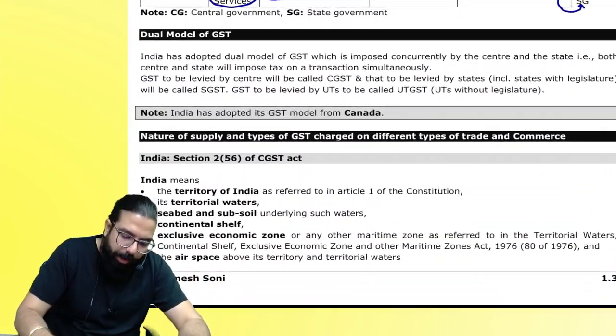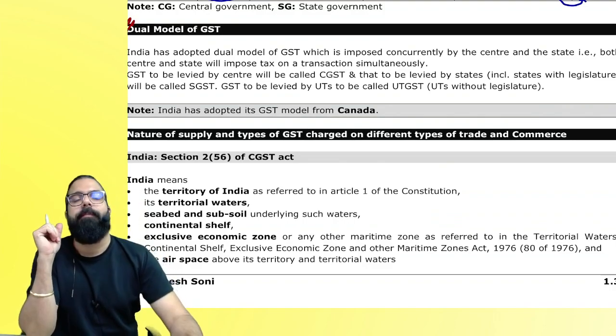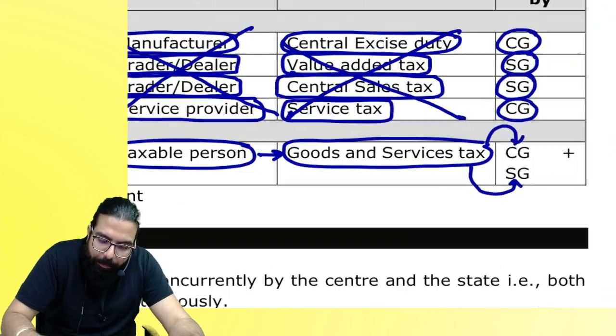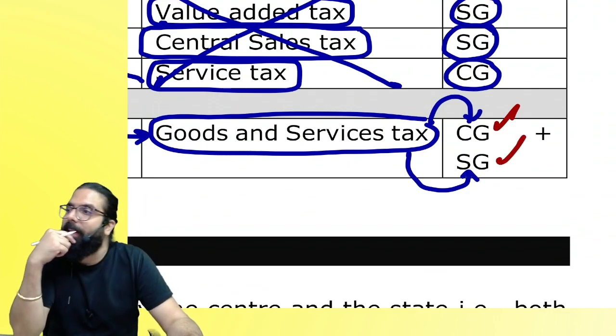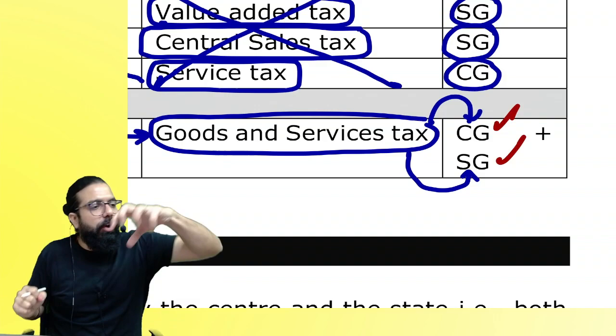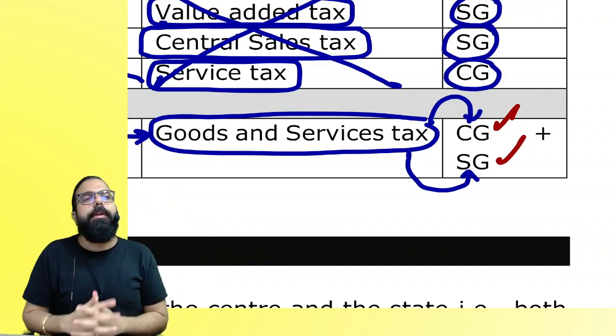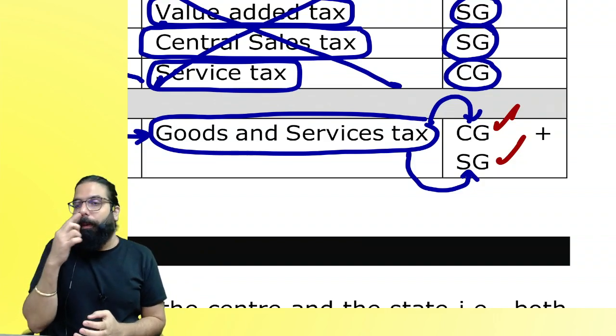Now, the next point over here is the dual model of GST. What do you mean by the dual model of GST? Any transaction happening in India, both governments will go ahead and take the tax. Central government will take CGST. State government will take SGST.